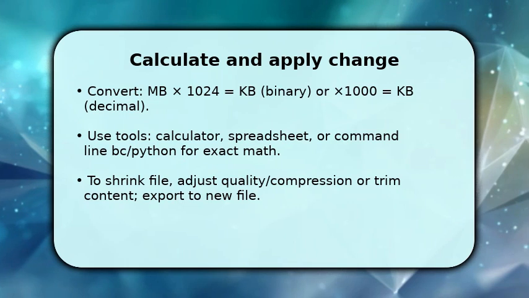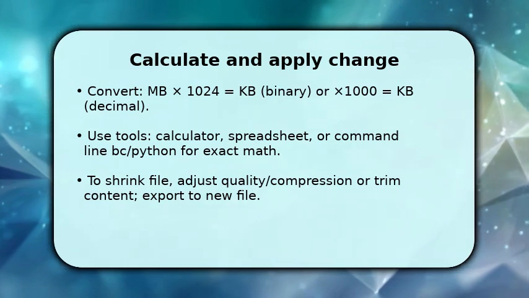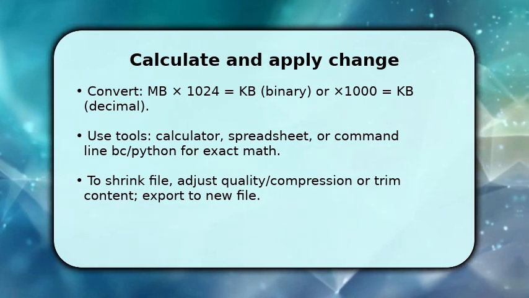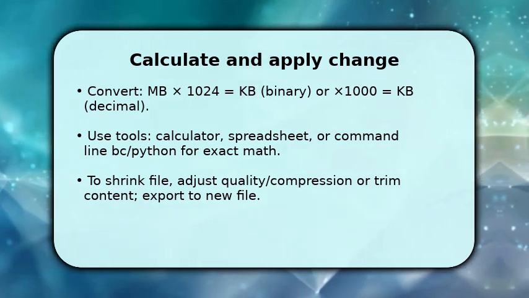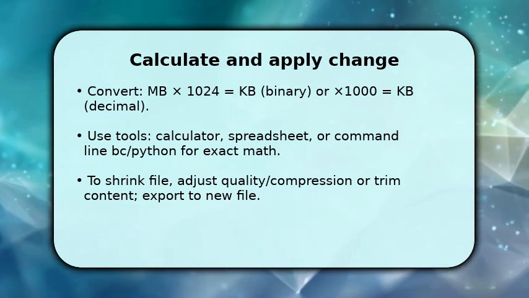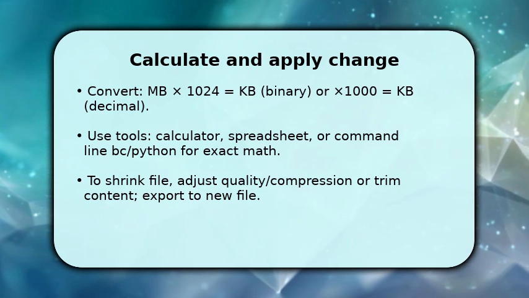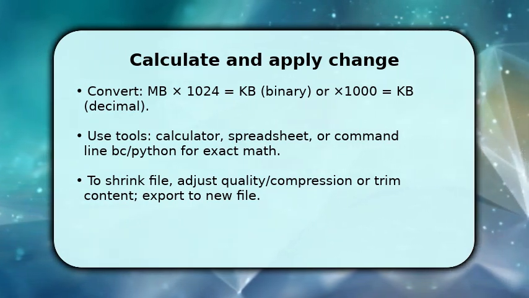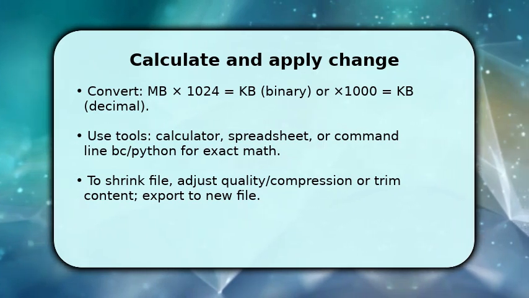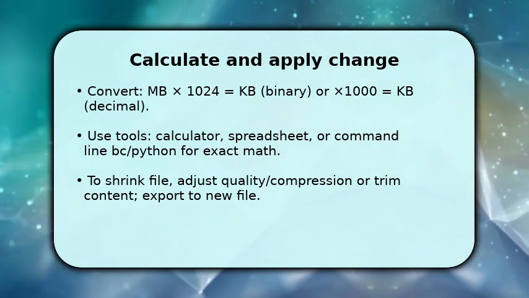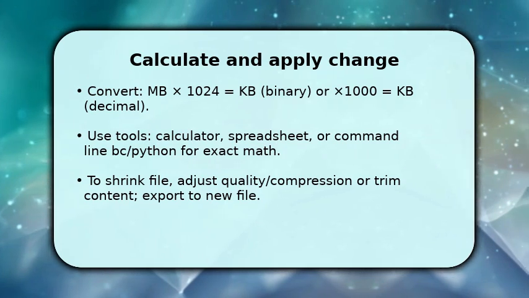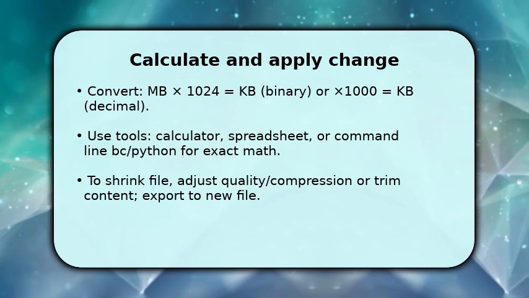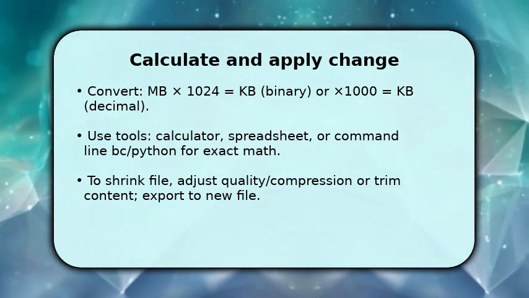Multiply the MB value by 1024 for binary KB or by 1000 for decimal KB so you get the exact number. Use a calculator, spreadsheet, or run bc/python on the command line for precise results if you need to script it. To actually change the file size, reduce resolution, lower quality, compress with gzip/zip, or trim content, export or save as a new file with the targeted KB size, and recheck the resulting properties to confirm the conversion worked.